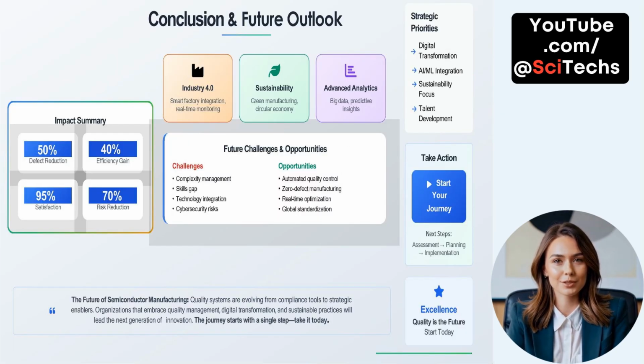Conclusion and future outlook. The impact of strong quality management systems in semiconductor manufacturing is clear. Organizations are achieving a 50% reduction in defects, a 40% gain in efficiency, a 70% reduction in risk, and 95% customer satisfaction.